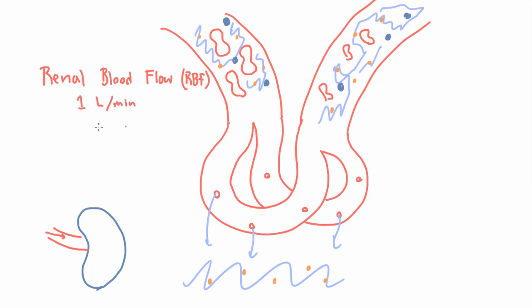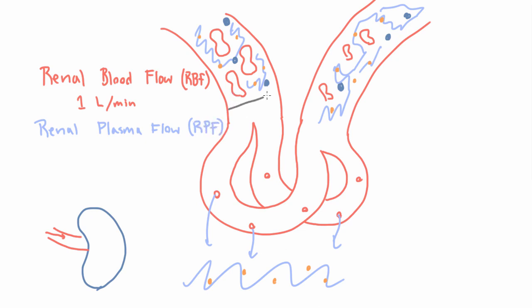And you can compare this to the amount of blood that the heart pumps out every minute, and that's 5 liters per minute. So that tells you that about 20% of every single beat of the heart, 20% of the blood it's pumping out, goes to the kidney. The next thing we want to define is renal plasma flow, and this is abbreviated RPF.